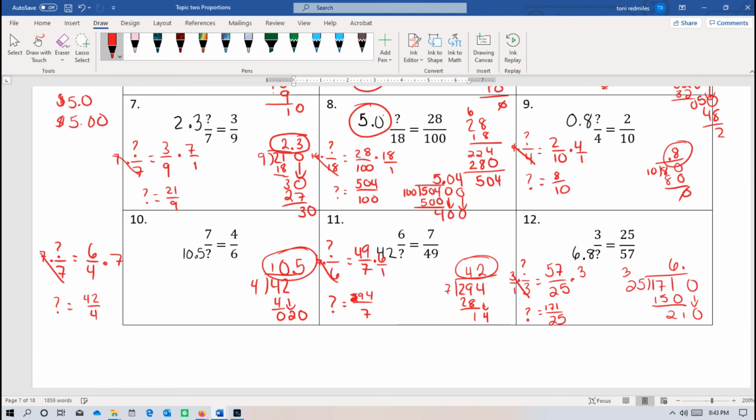So 25 can go into this. We're going to say 8 times because that's 200. All right, and 25 can go into 100 4 times. Unfortunately, that 4 is not enough to round up the 8. It's just 6.8.